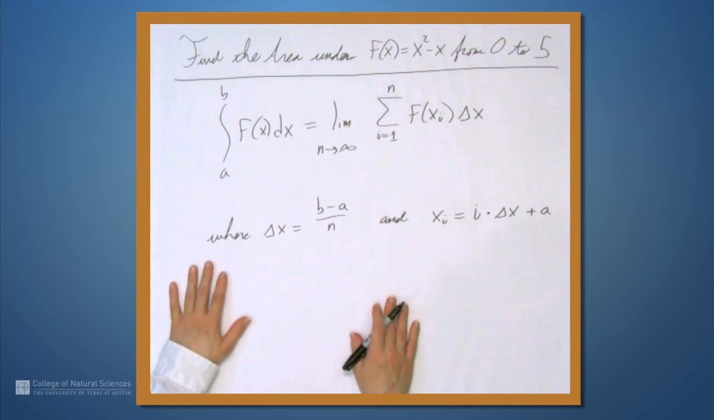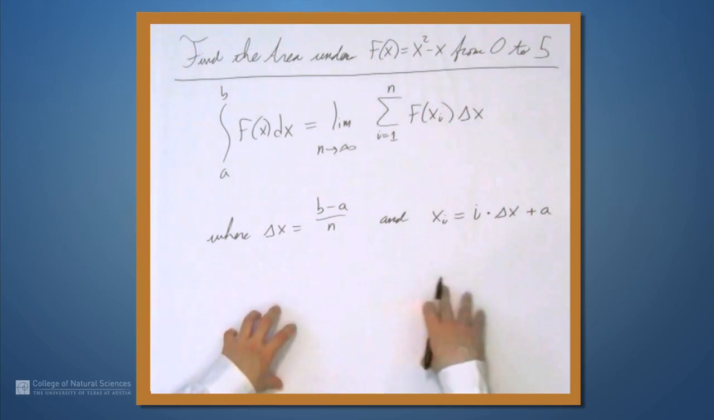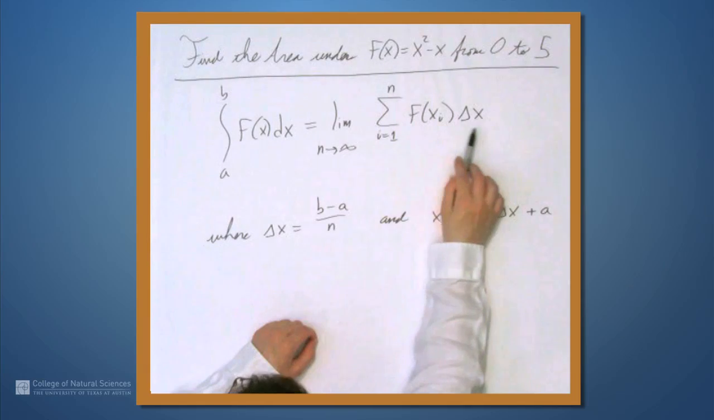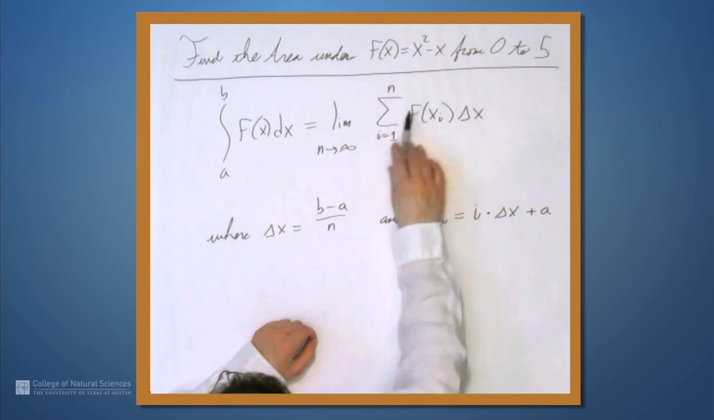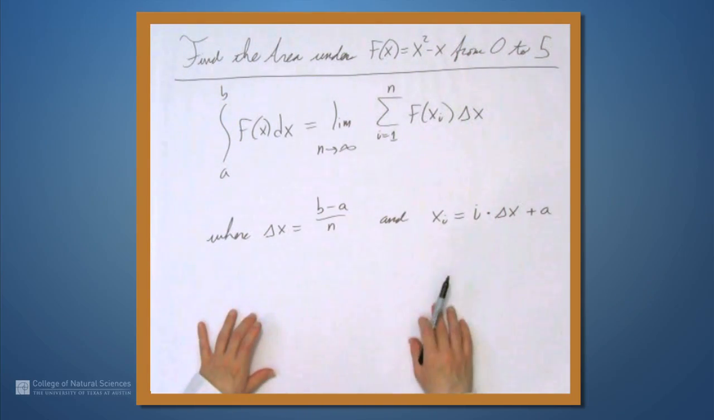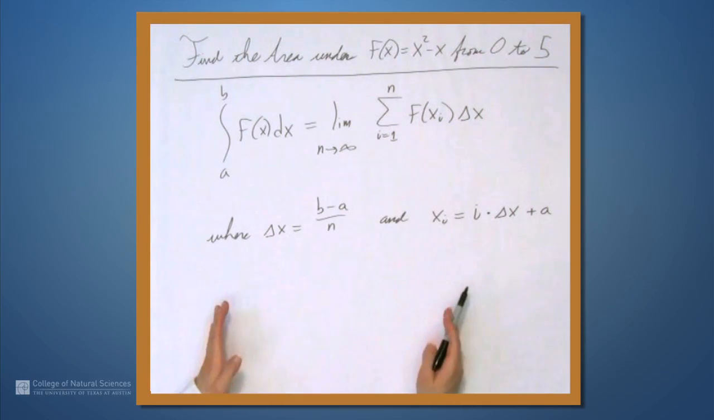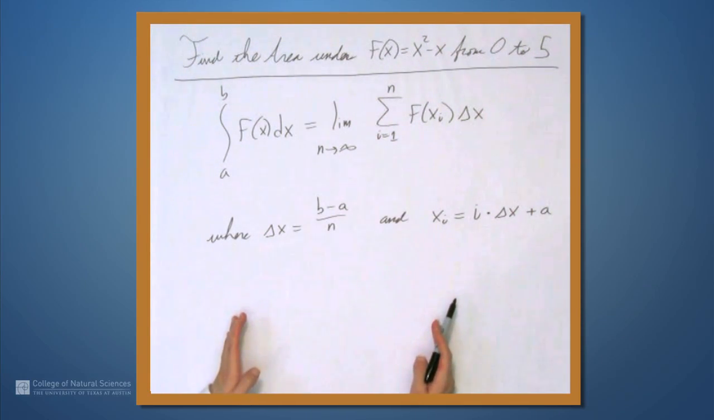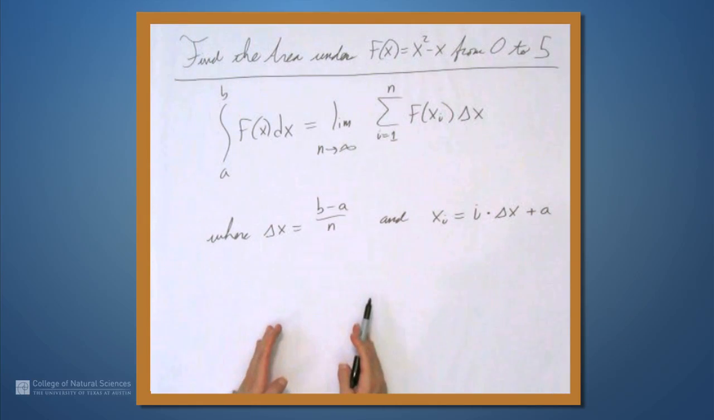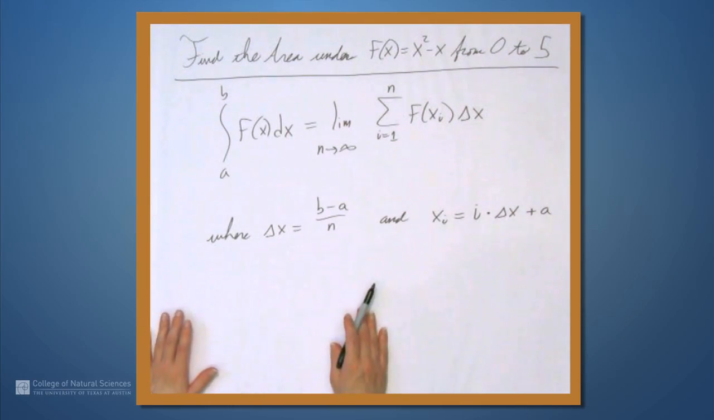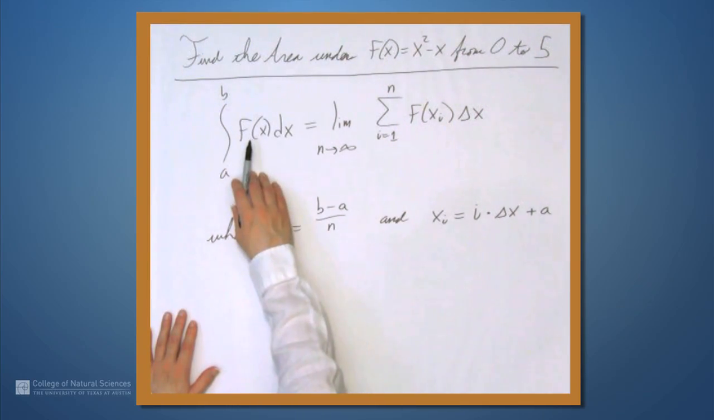So remember, the basic idea behind this is we're putting a bunch of rectangles under the curve, and the width of each rectangle is delta x. The height is given by this f. We add up all those areas using this sum. And to make that approximation ever better, we make delta x smaller and smaller, which is done by making n larger and larger. So the idea is when we take the limit, we'll get the exact area.